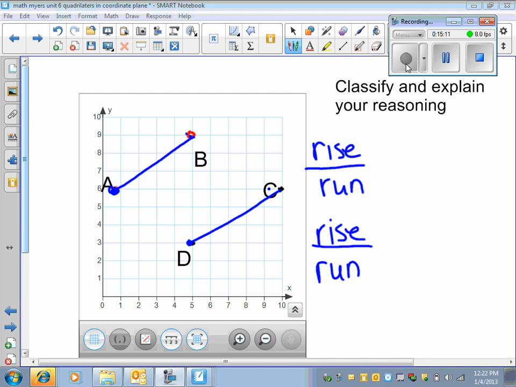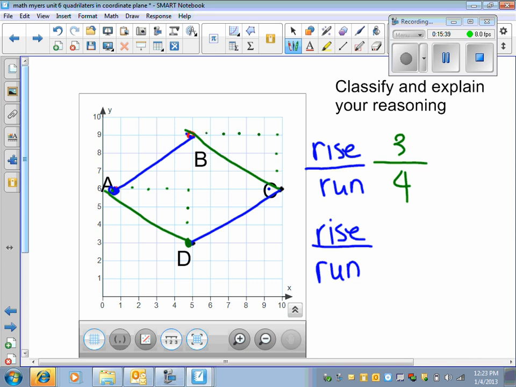Now I want to check the slope from A to D. I'm trying to see if it's at least a parallelogram. So to go from A to D, or excuse me, from D to A, it doesn't matter, as long as I put the corresponding numbers with rise and run. I go 1, 2, 3, and I go over 1, 2, 3, 4. Let me check from C to B. 1, 2, 3, and over 1, 2, 3, 4, 5.